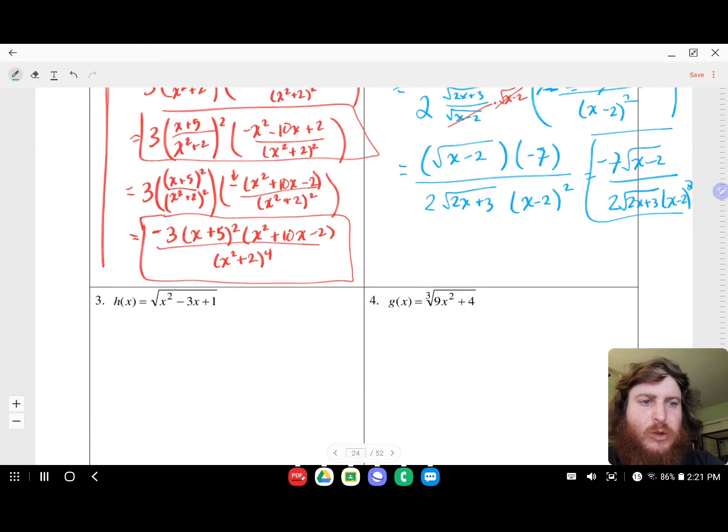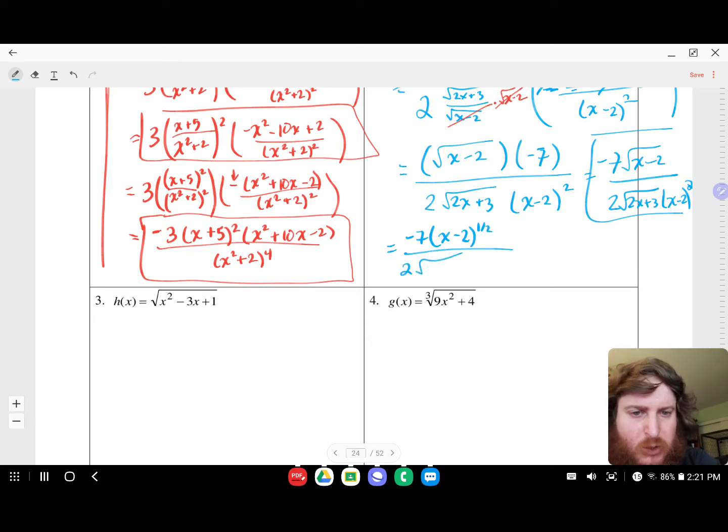But if you do notice, hey, wait, I have an x minus 2 term on the numerator and an x minus 2 term in the denominator. Can we cancel those? We sort of can, right? You're going to write this as x minus 2 to the 1/2 power over 2 square root of 2x plus 3, times x minus 2 to the 2nd power.